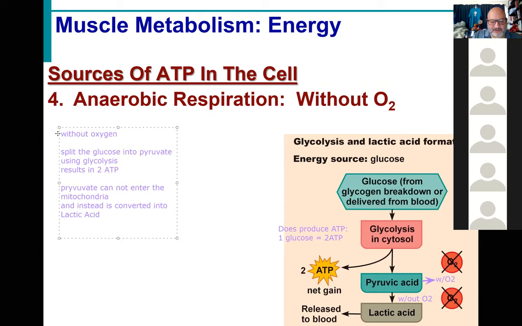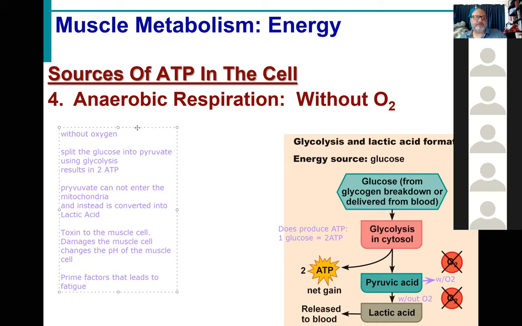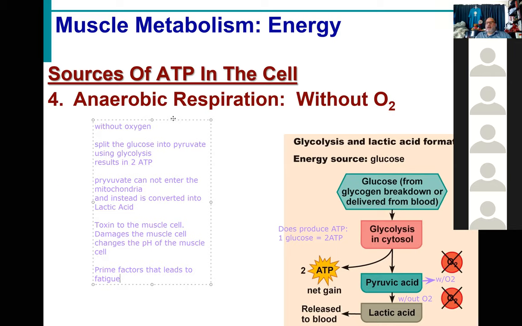As we mentioned, this lactic acid is a toxin to the muscle cell that damages the muscle cell. And as we also talked about, because it's an acid, it changes the pH of the muscle cell, and is one of the prime factors that leads to fatigue. So it's quick and dirty, but it uses up our fuel very, very quickly.